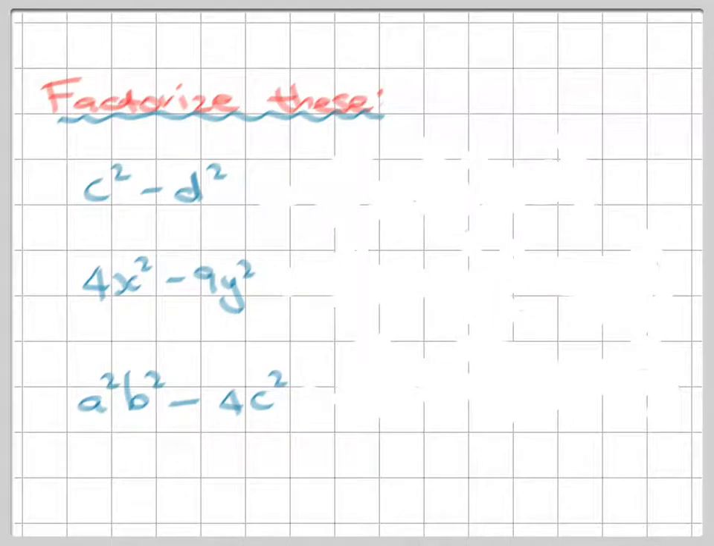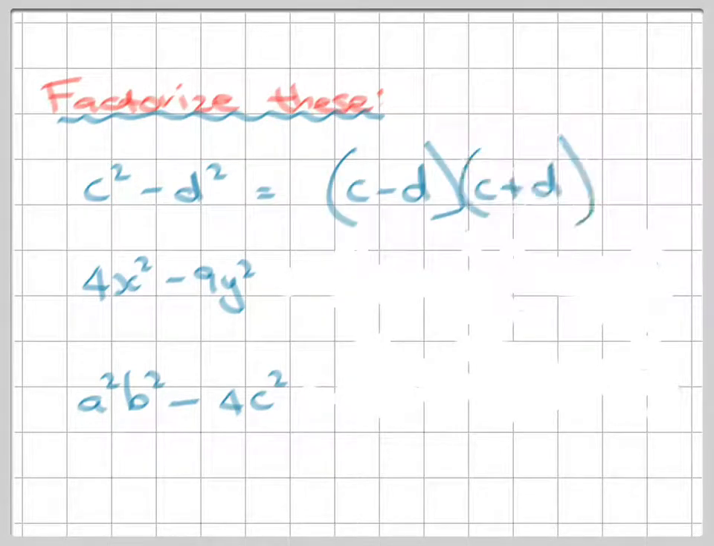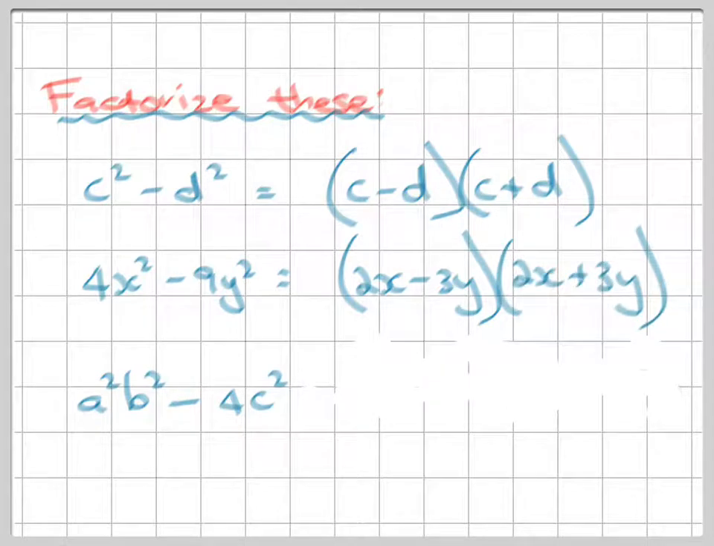So here we have the difference of squares. So how's this one going to look then? It's going to look c minus d, c plus d. Okay, easy as that. Difference of squares again here. It's going to be 2x minus 3y, 2x plus 3y. Right? And the last one here.